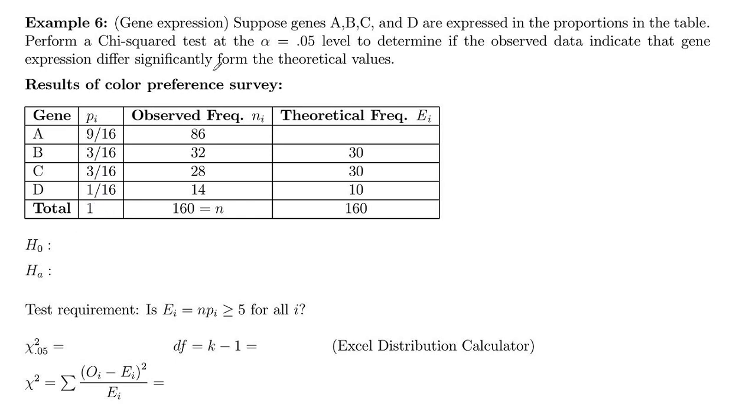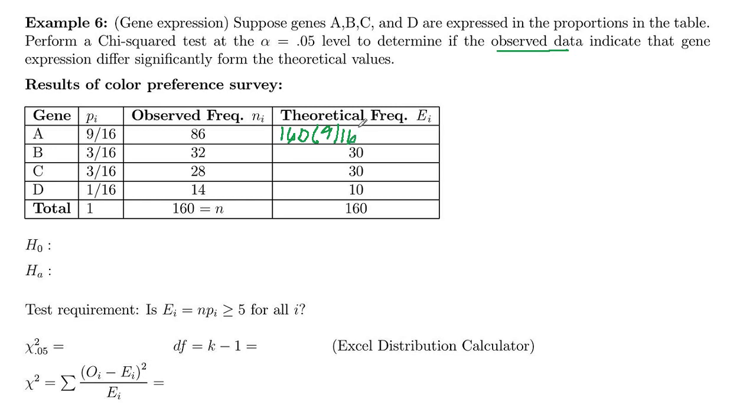And we want to use a chi-squared test to determine if the observed data here indicate that the gene expression differs significantly from theoretical values. So we had a sample size of 160. 86 in the sample expressed gene A, 32 gene B, 28 gene C, and 14 gene D. And then the theoretical frequencies, we would take our 160 and multiply it by 9/16. So that's n times p sub i.